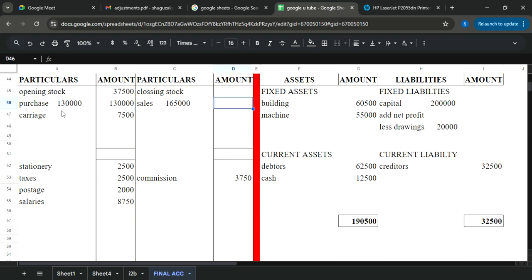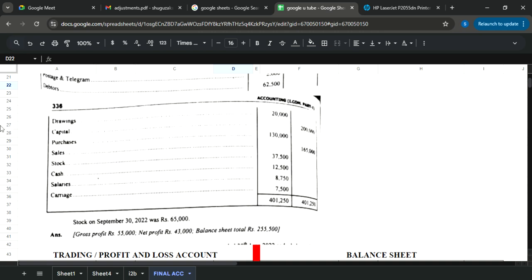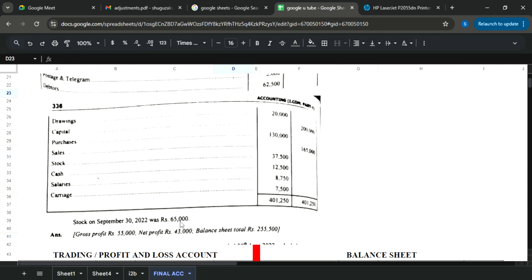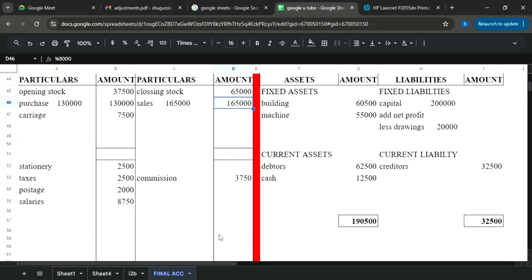Sale 165,000 directly over here. Now as usual at the end of the question, stock is present for 65,000. Just put 65,000. So everything related to this question has been posted. It's time to start our calculation. For the time being, we will use this place for rough working.